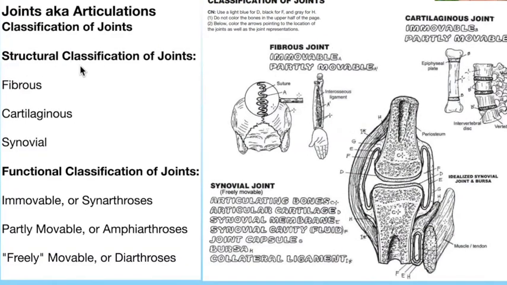So, just explicitly out here, I have written out for you structural classification of joints: fibrous, cartilaginous, and synovial, and then functional classification of joints: immovable, partly movable, or freely movable. And again, as I said in class, you don't have to learn the special anatomy words for a joint that's immovable, partly movable, or freely movable. I just put those down there for just letting you know they exist in the universe.